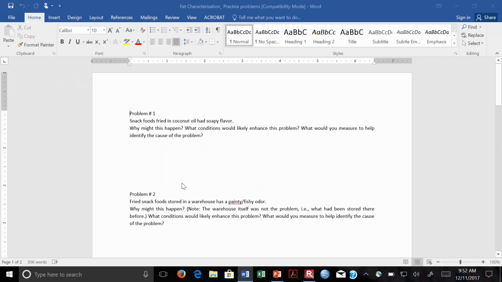So let's look at the first question here. A snack food fried in coconut oil had a soapy flavor. Why would that be? That means you have just an off flavor, yes. Is it because of lactic acid? Is it something like lactic acid? Lauric acid. Yeah, but what caused lauric acid or any other, let's say, free fatty acids?